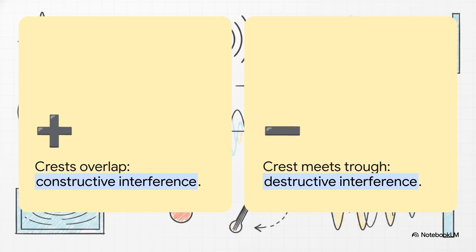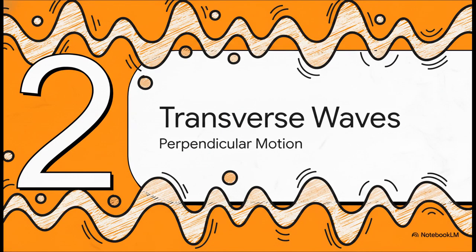If two crests, the high points, overlap, they add together to create one massive pulse. We call that constructive interference. But if a crest meets a trough, a low point, they actually cancel each other out, shrinking the amplitude. That's destructive interference. And the coolest part, right after they meet, they just keep traveling in their original directions like nothing ever happened.